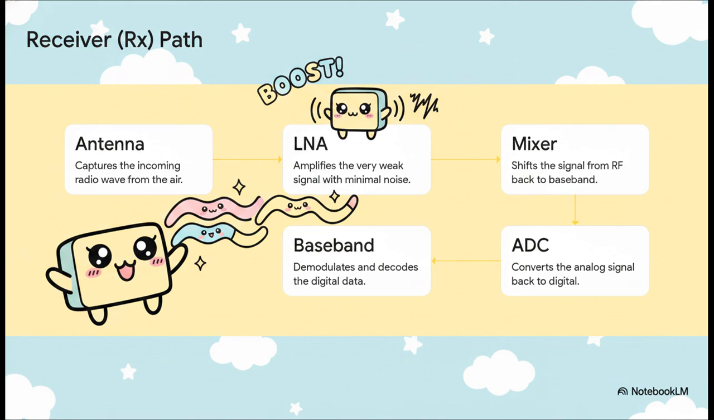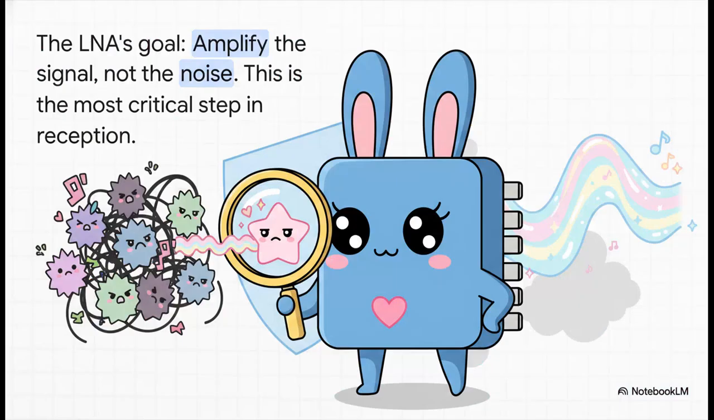Now, this signal is incredibly weak, so it immediately goes to a really special component, the low noise amplifier, or LNA. Its one and only job is to boost that weak signal without adding a bunch of static or noise. And let me tell you, this is probably the most critical step in the whole reception process. Seriously, imagine you're trying to hear one person whisper from across a loud, crowded stadium.